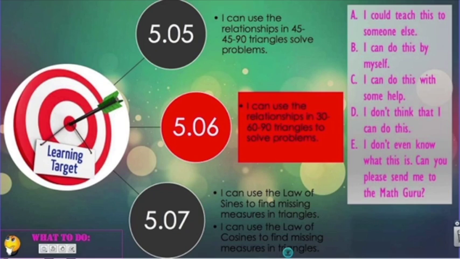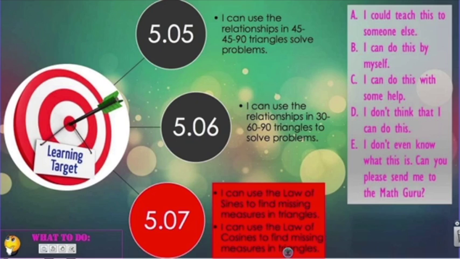All right, so we are finished with our second objective. Let me know, how successful do you feel about using the relationships in 30-60-90 triangles to solve problems? If you don't feel so great, check out the links to school yourself. They're very helpful.